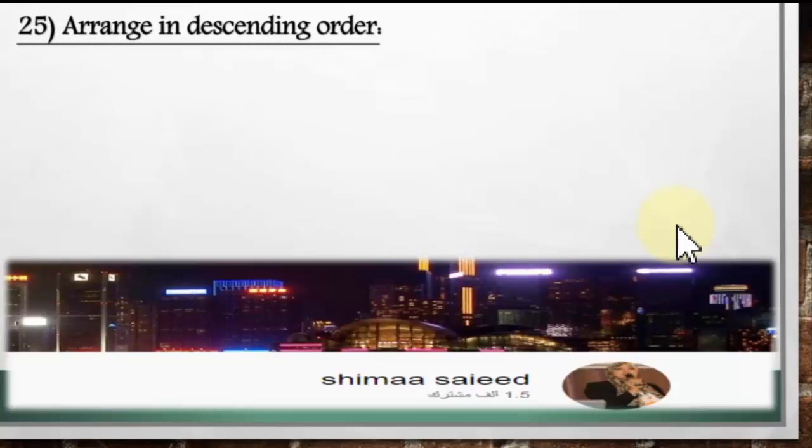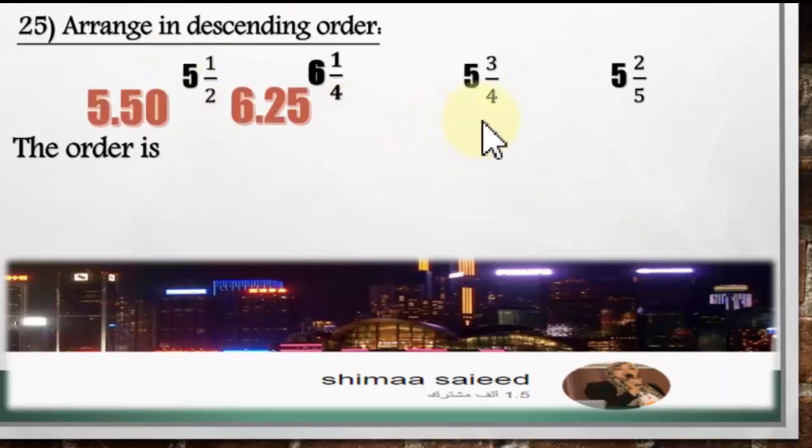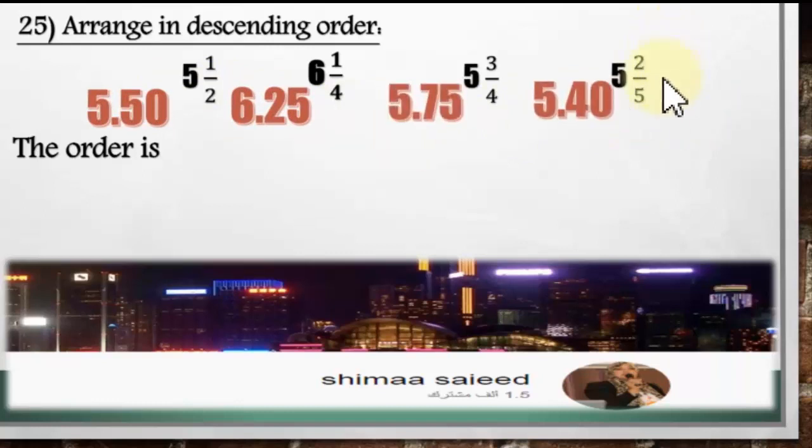Now arrange in ascending order. 5 and half, 6 and quarter, 5 and 3/4, 5 and 2/5. Okay, we can write these numbers in a decimal form: 5.50, 6.25, 5.75, 5.40. Excellent. When we multiply both numerator and denominator by 2, we have 4 over 10, which is 5.40.